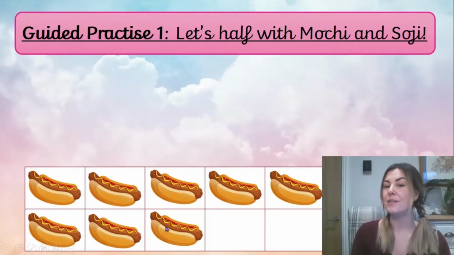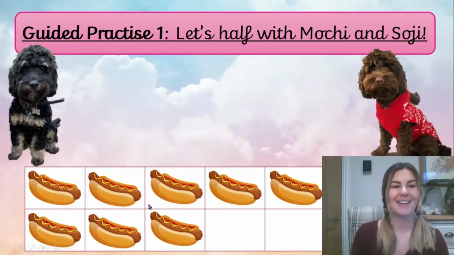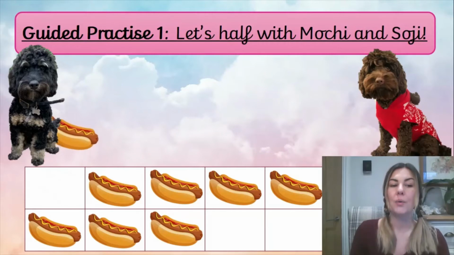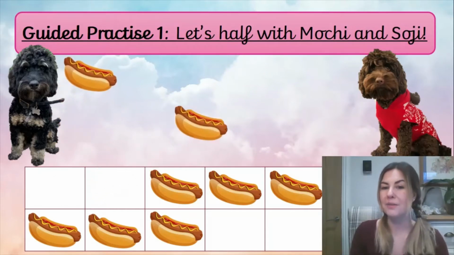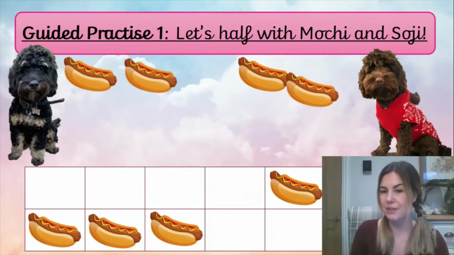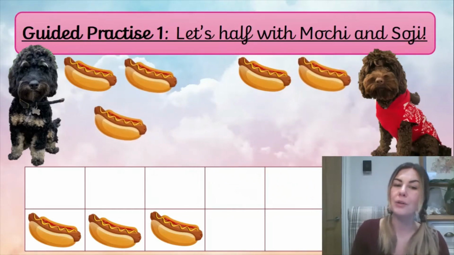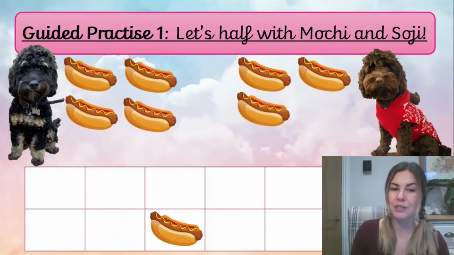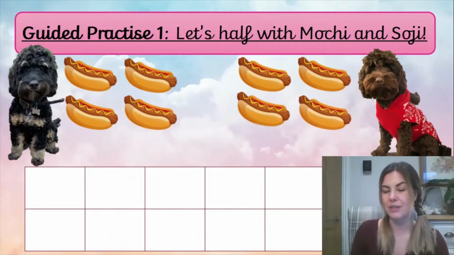And Mochi and Soji could smell these. They love hot dogs. Where are you boys? There they are. And now what we're going to do is we're going to share them. We're going to halve the amount of hot dogs. Can you say this with me? 1 for Mochi, 1 for Soji. 1 for Mochi, 1 for Soji.